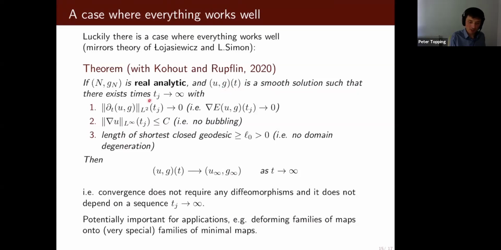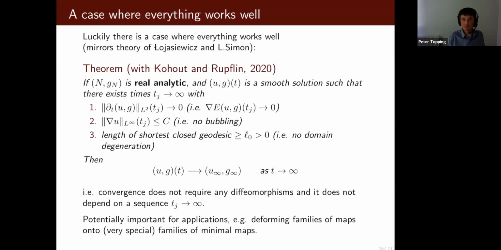We get times j going to infinity, so that if you like, the gradient of the energy at these times goes to 0. That's always what you do when you do a bubbling analysis. And let's make an additional assumption that we can do that so that you don't have bubbling. That's maybe the cleanest way of writing it. And let's make this assumption that you don't have this degeneration of the domain metric. This is quite easy to arrange in many, many situations that I don't have time to go into.